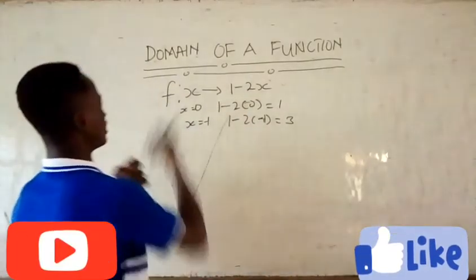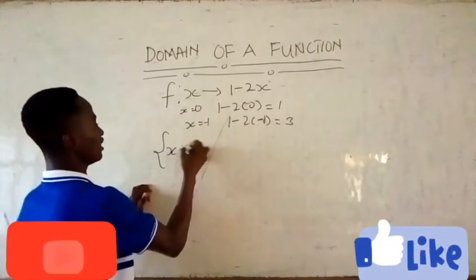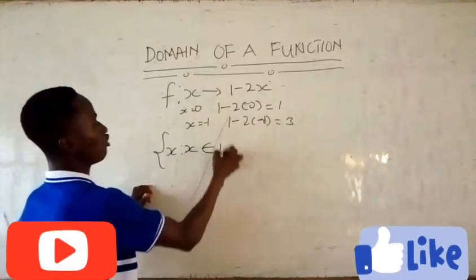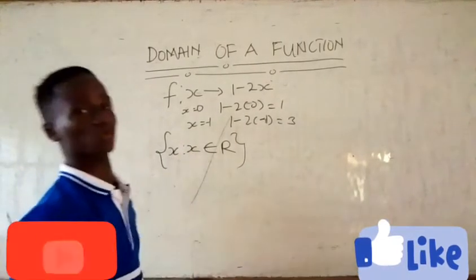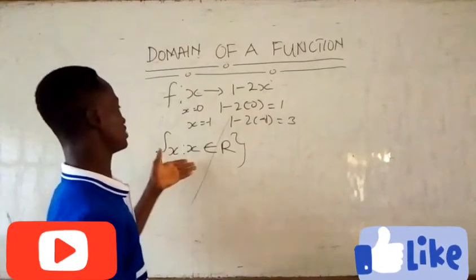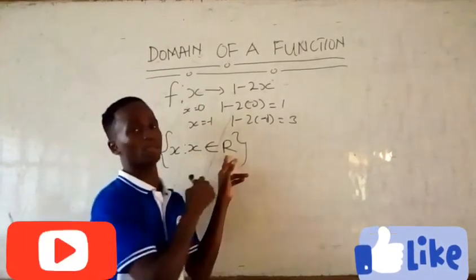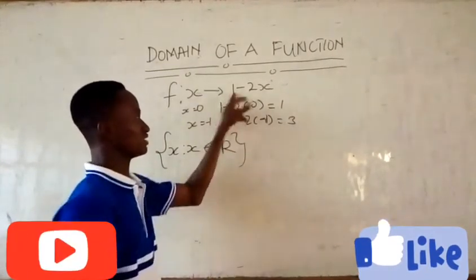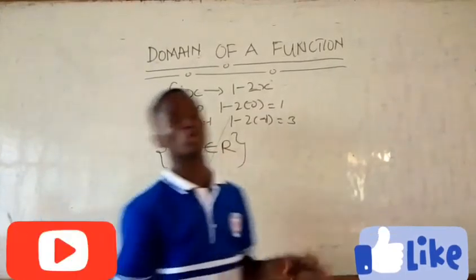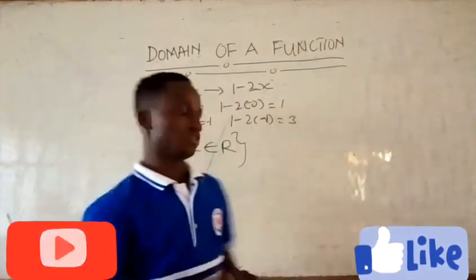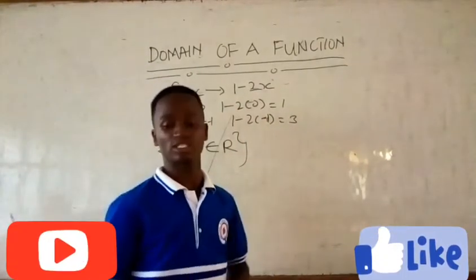So if you are asked to write a domain, then your domain is that x is a member of all real numbers. This is the way you write your domain when you are asked to do so. What that means is that x is a set of all real numbers. So any possible number you put inside this function will satisfy the equation and be defined. So this is one way the question can be thrown if you are asked to find the domain.